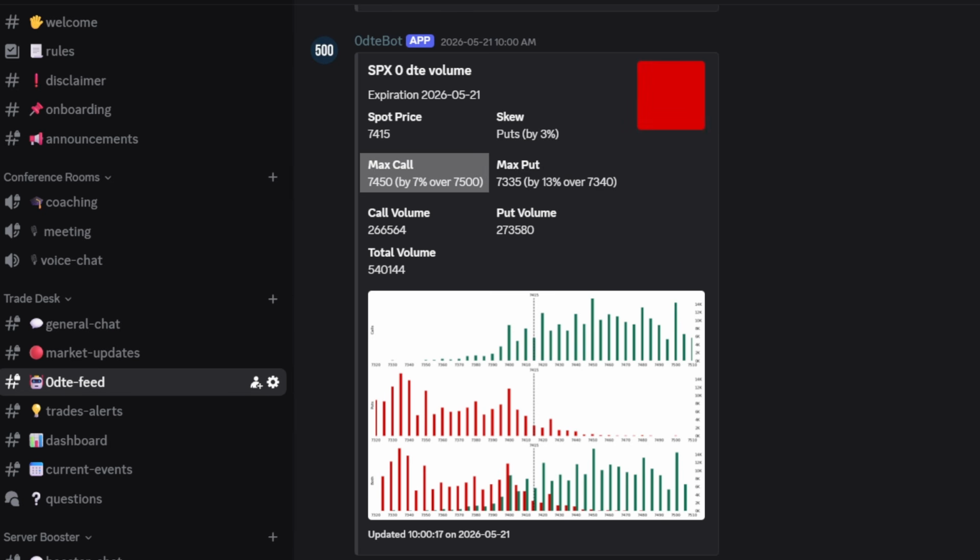Max call is the strike with the highest 0DTE call volume, and is generally regarded as the upper bound and a potential upside target. Max put is the strike with the highest 0DTE put volume, and is generally regarded as the lower bound and a potential downside target. These levels are typically established early in the morning, and on most days the SPX will test one side or the other. On bullish days it generally tests the max call, on bearish days the max put. Use these strikes as reference points for profit targets, entries, and strike selection.